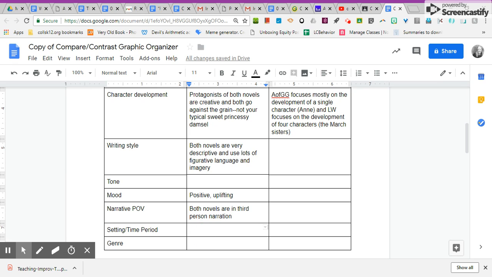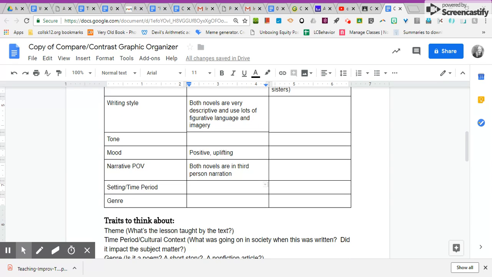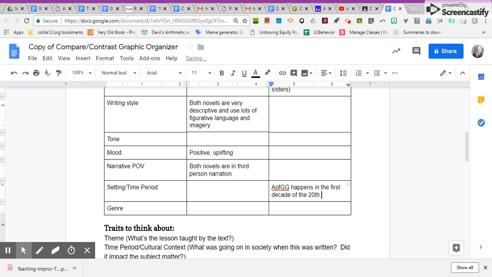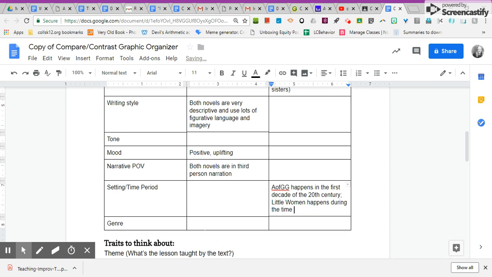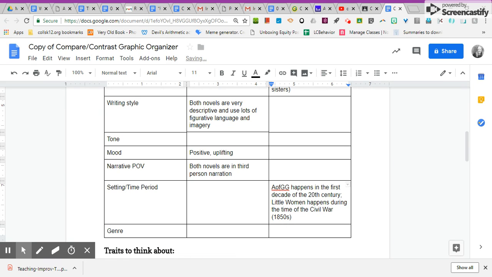In terms of setting, sometimes it's important to think about how it might be different in two texts, because what's going on in the world around the character can impact their behavior and their decisions. In this case, Anne of Green Gables is set around the early 1900s. I want to say it was published in 1908, I think. So it happens in the first decade of the 20th century. And then Little Women is happening during the time of the Civil War, so that would be like the 1850s. So one is slightly ahead of the other.